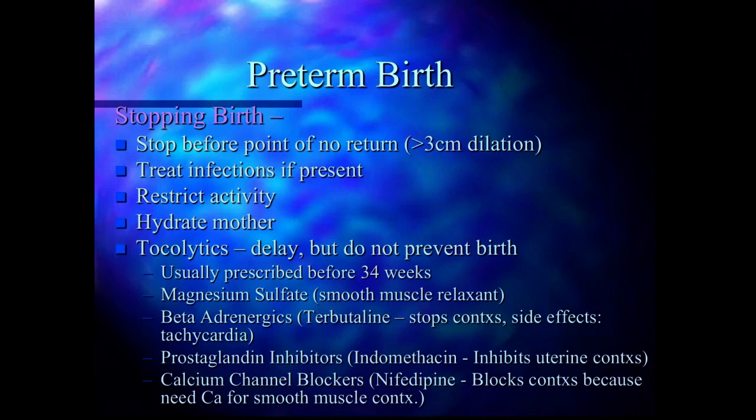There are other meds that can be given. Terbutaline is one. It's a beta adrenergic drug. It stops contractions, but the side effects are tachycardia. It may or may not have good results. There are prostaglandin inhibitors like indomethacin, which might be used to inhibit uterine contractions.